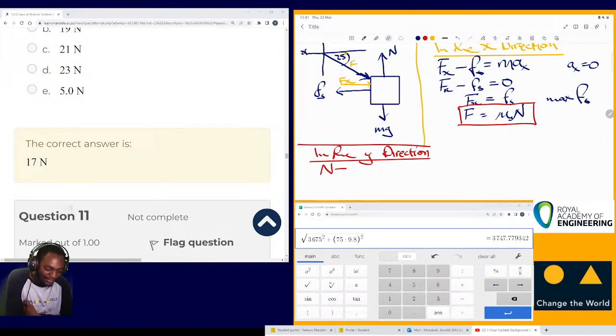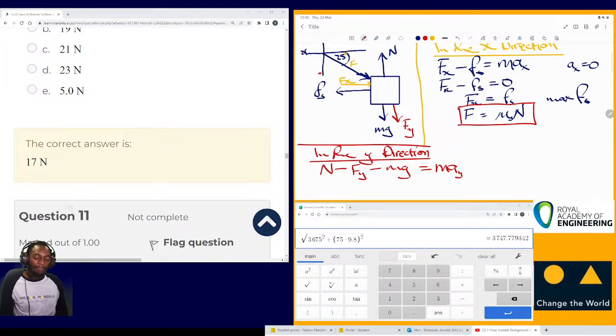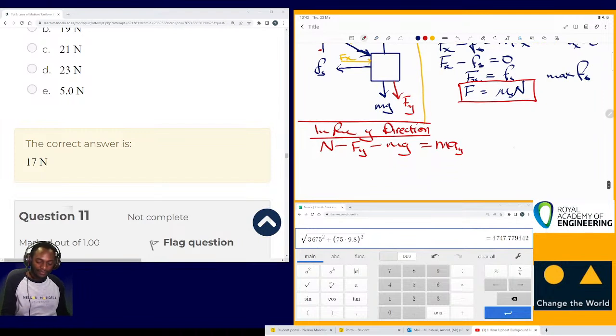So F in the y, because it's on the negative side, is supposed to be going down. So N minus F in the y. What else? Minus mg, right? Yes, sir. Minus mg is equal to ma in the y. But as this object is being pushed on a horizontal surface, is it going to accelerate upwards? No. So therefore our a in the y is 0, right?